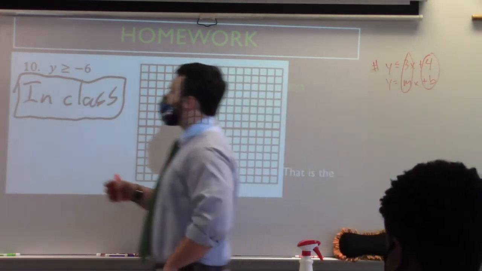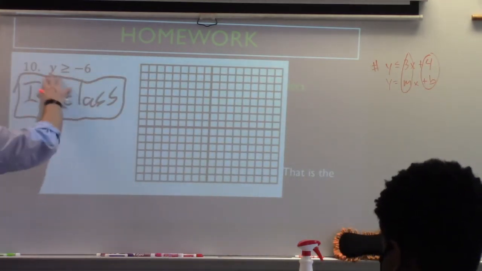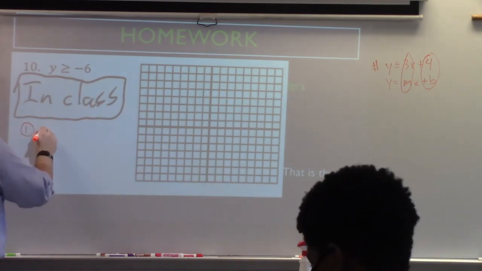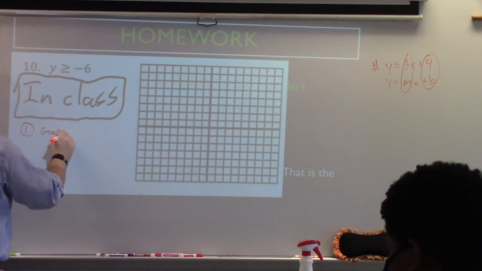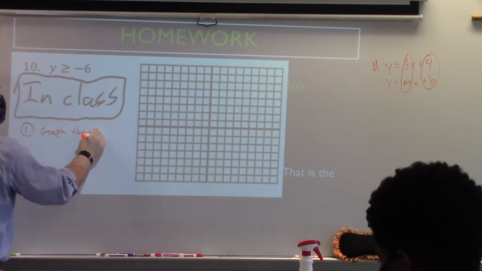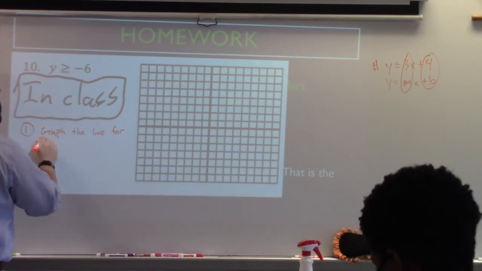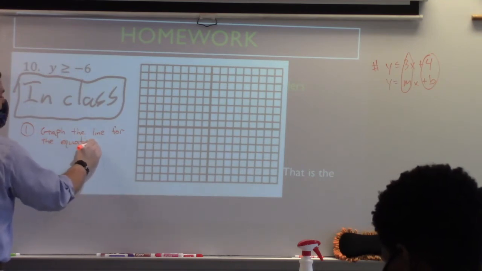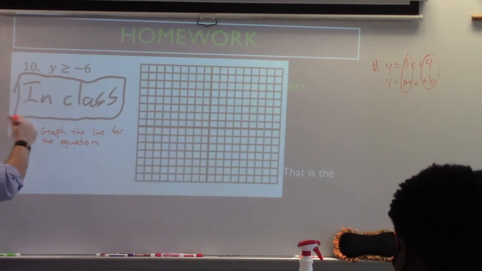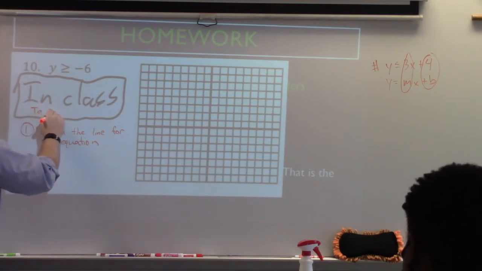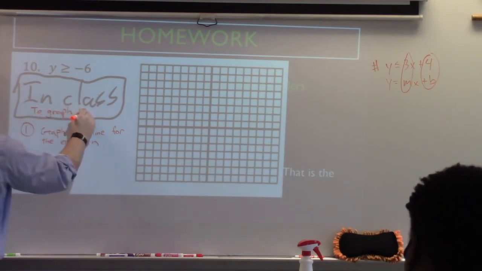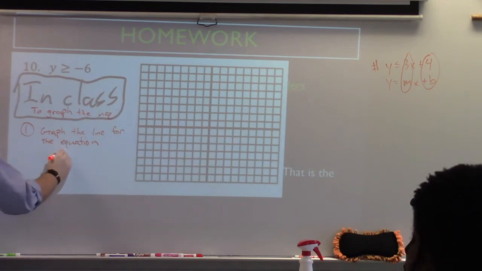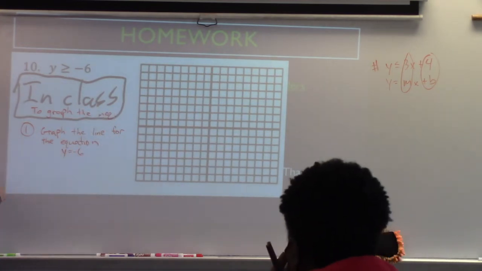First things first, we're graphing an inequality. The first thing that you're going to want to do is graph the line for the equation. I would go ahead and make this note to yourself. I'm going to talk through some of these important elements, but if I'm going to graph this inequality, one, graph a line for the equation. So that's just y equals negative 6.